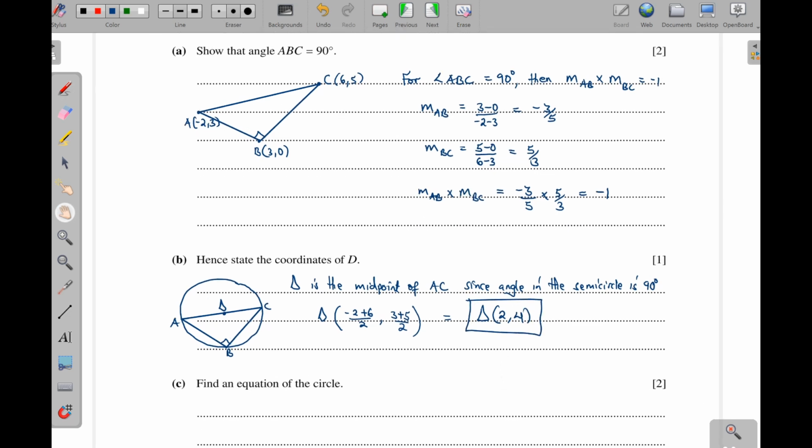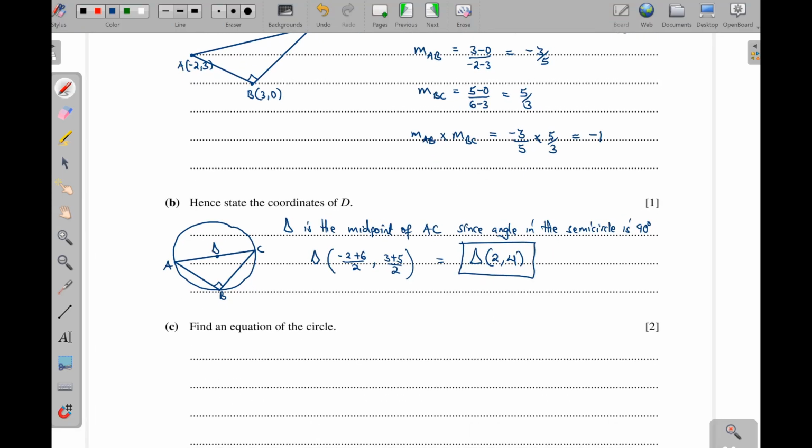Then find the equation of the circle. We need to find the radius. I can use AC as the diameter, get its length, then find the radius. But suppose I can use any of these coordinates. I can use C, I can use B, I can use A together with D, to find the radius of the circle. Because from the center of the circle to the circumference is all what? Radius. You see that? Okay.